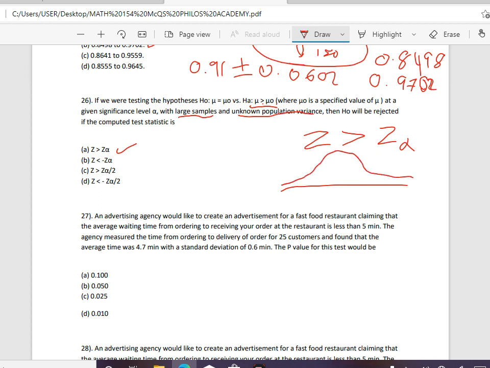When you have mu greater than this, it means it's at this side, it's a right-tailed test. And for a right-tailed test, if this is the critical value of Z, then your computed Z should fall within the rejection region before you can reject H0. So H0 will be rejected only if Z is greater than what? The critical value of Z.